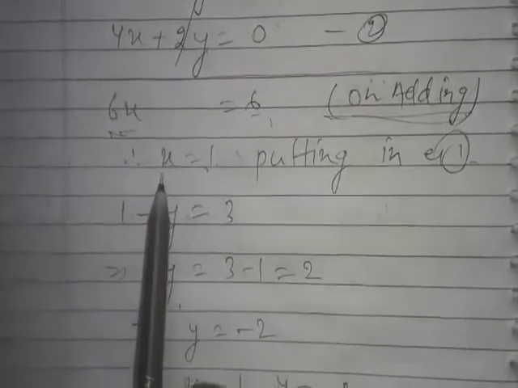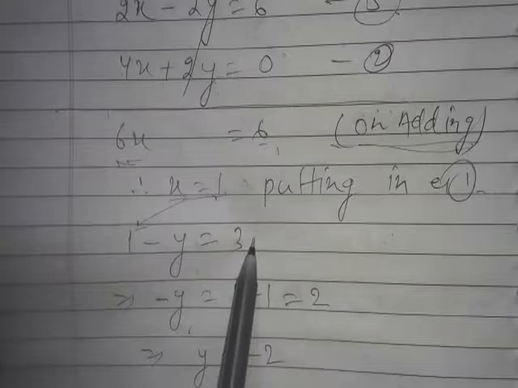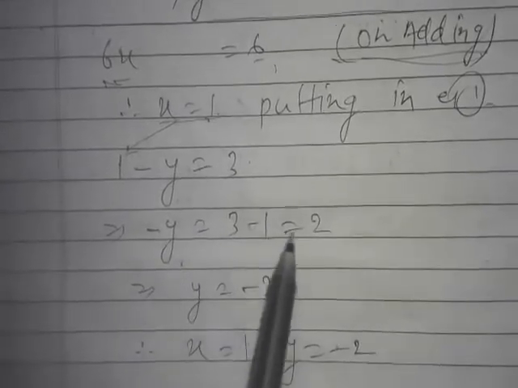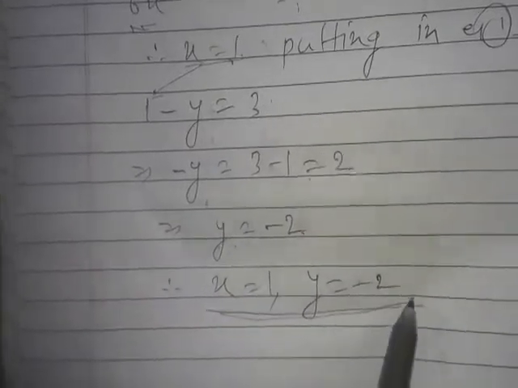So for x we have written 1. Now 1 minus y is equal to 3. This 1 will be taken to the RHS. It will become minus 1, and then minus y is equal to 2. Further simplification will give us y is equal to minus 2. Thus we obtain the solution x is equal to 1 and y is equal to minus 2.